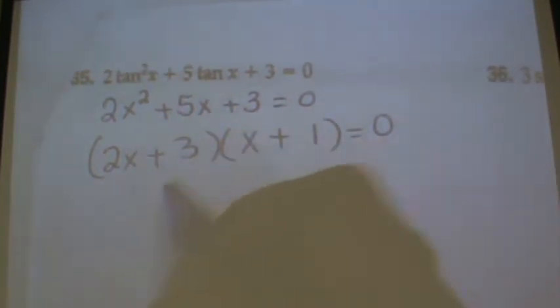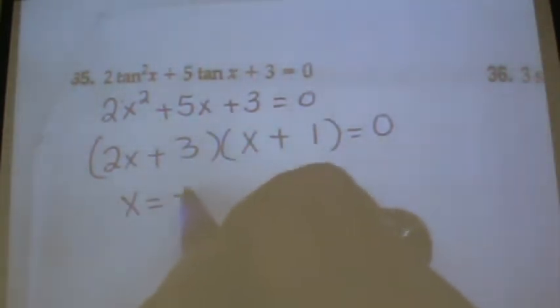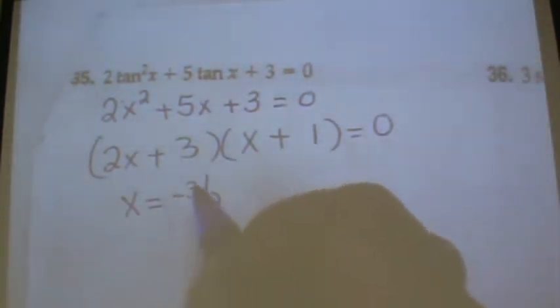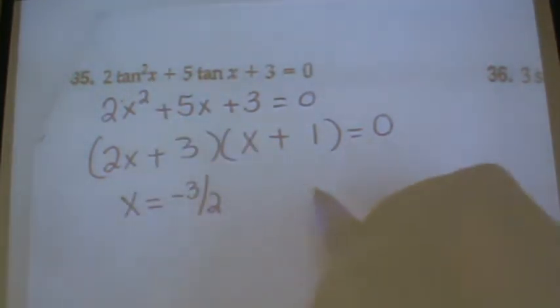Does that make sense? What happens if we get one we can't factor? You gotta use the quadratic formula. Yay! So what are your two answers here? X equals -3/2. Now this you can do. If it's a tangent and it's greater than 1, it's fine.